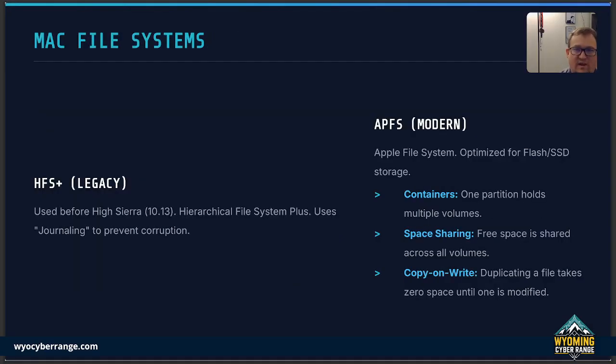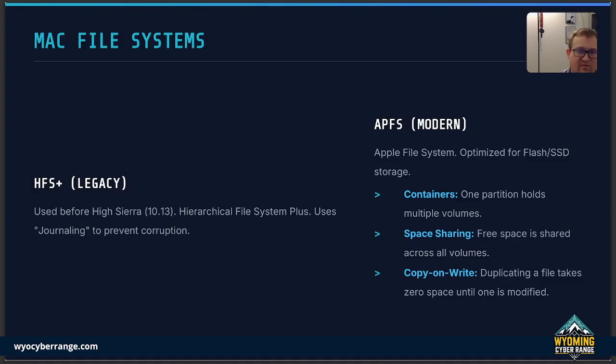So for the exam, we must know a little bit about the Mac file systems. HFS is their legacy. It's Mac OS Extended, okay? It's a legacy system used before macOS High Sierra, which was 10.13. It utilized journaling to keep a log of changes to prevent system corruption during sudden power outages. So if a power outage did happen, it could look at its journal, see where it was, and pick up where it left off.